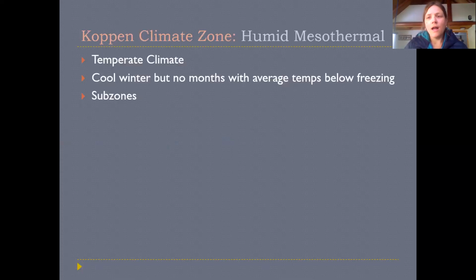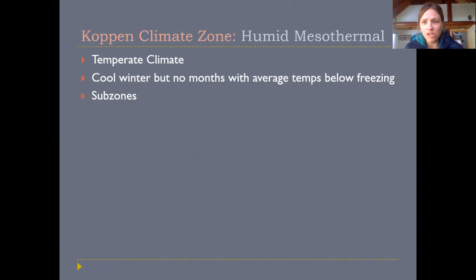All right, so mesothermal is the moderate, or what we also sometimes call temperate, climate zones of the world. These are the Goldilocks zones, the not too hot and not too cold, the not too wet and not too dry. And these are usually middle latitude areas, so not right at the equator, but not close to the poles. Because of that, they have some distinct seasonality, right?